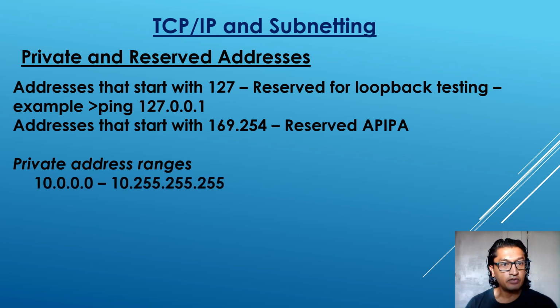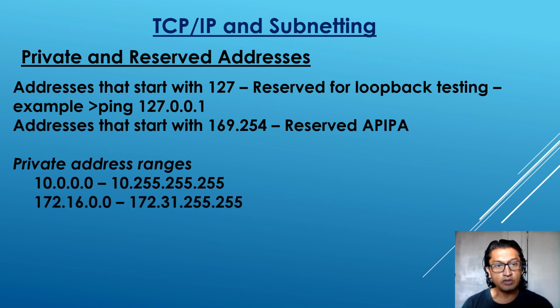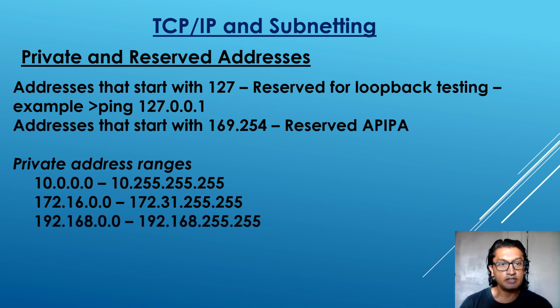The Class A private address range is 10.0.0.0 to 10.255.255.255. Your Class B range is 172.16.0.0 to 172.31.255.255. And your Class C is the one we've been using in our examples, 192.168.0.0 to 192.168.255.255.